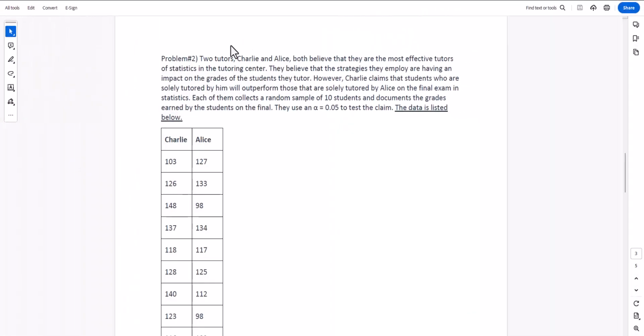Hi, in this video we will work out an example for the difference between two means in which we are given data as opposed to summary statistics.